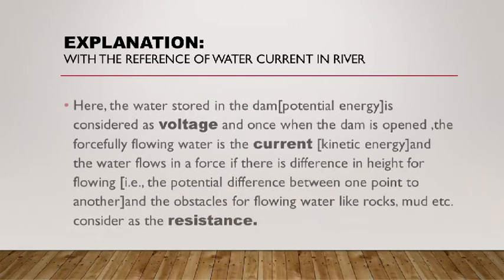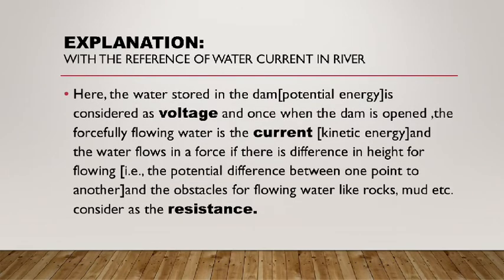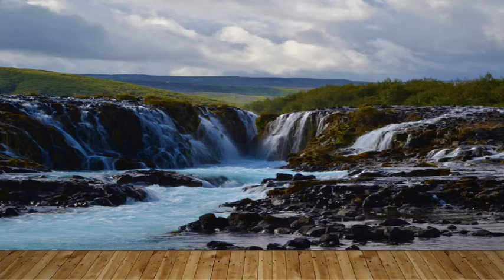So, the current, voltage and resistance. We usually play with these three terms in electricals. Let me explain how these three terms are related by comparing to the flow of a river. Here, the water stored in the dam, that is the potential energy, is considered as the voltage, and once the dam is opened, the forcefully flowing water is considered as the current, that is the kinetic energy.